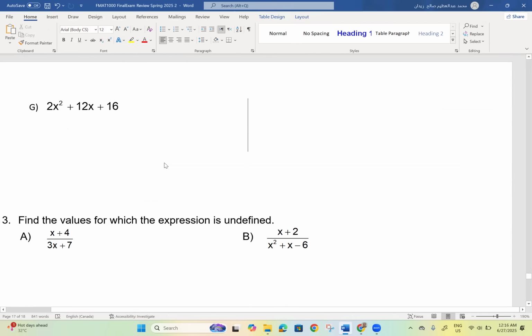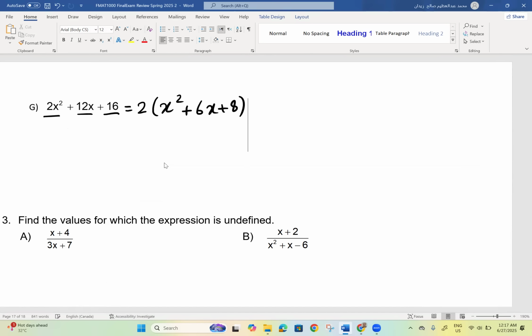This one, you just see all terms now, the coefficients are all even numbers divisible by 2. So just write 2 as the common factor. You have x squared plus 6x plus 8. And after that, write 2 and factor x plus 2 times x plus 4. This is a factorization of x squared plus 6x plus 8.